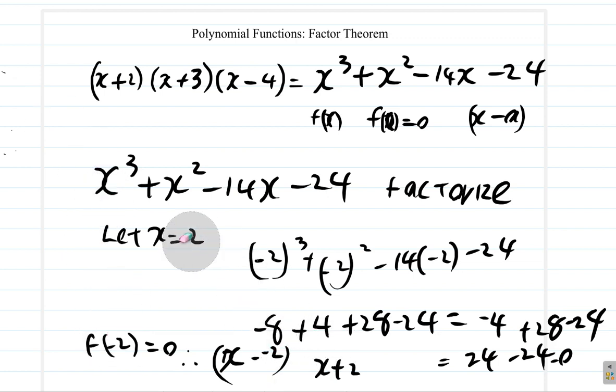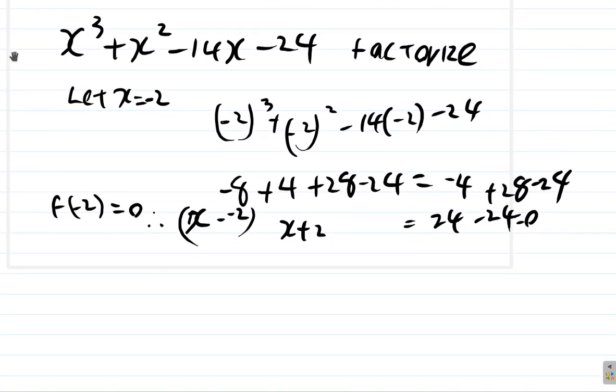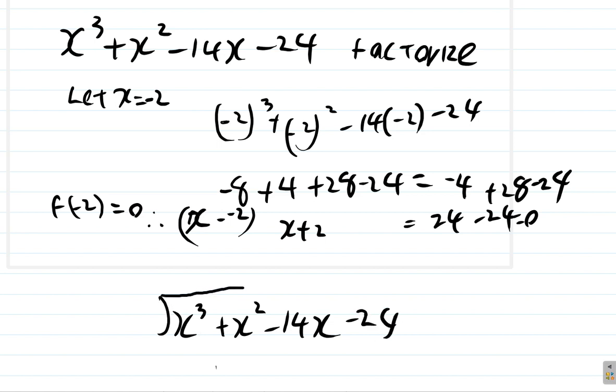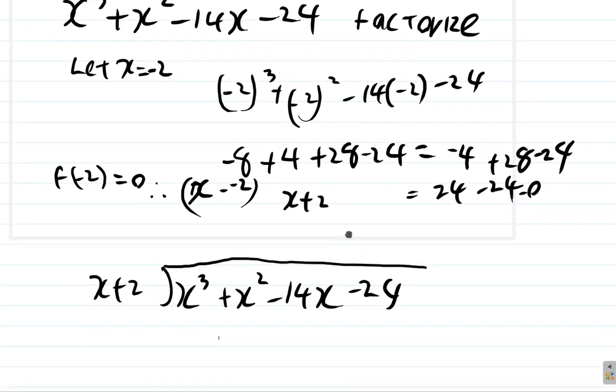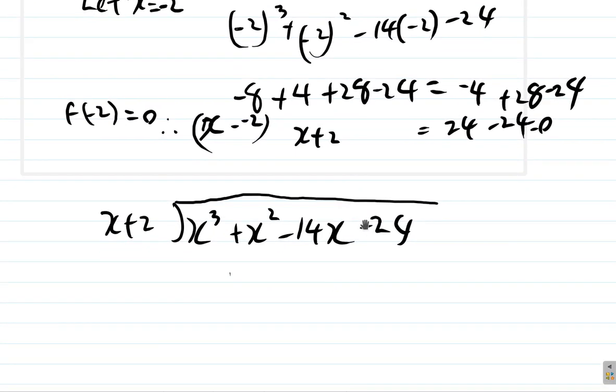What you'll have to do after that is this. You have your x cubed, let me write it down further. You have your x cubed plus x squared minus 14x minus 24. And you divide by x plus 2. That's what you have to do, right? You're going to get out a quadratic equation now, and you factorize that. Let's divide.